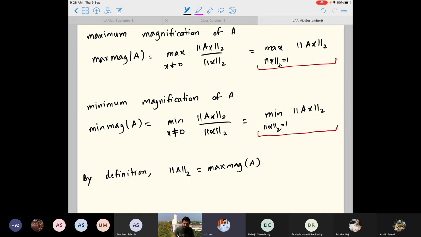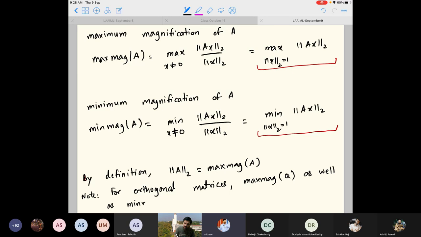So note, for orthogonal matrices, the maximum magnification of Q as well as the minimum magnification of Q.